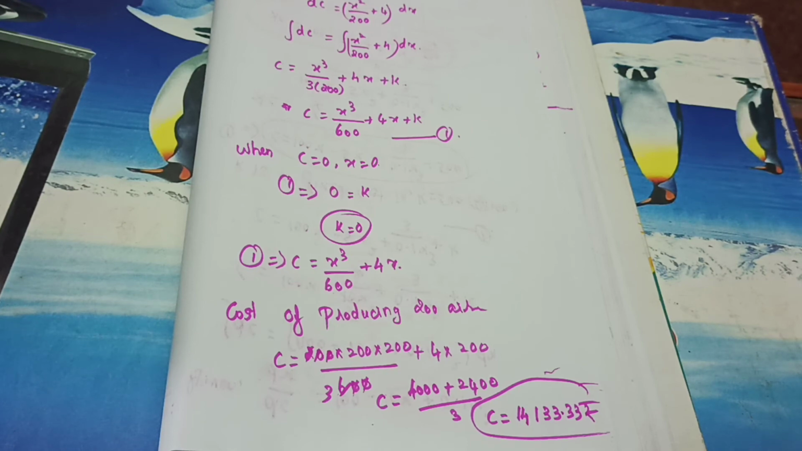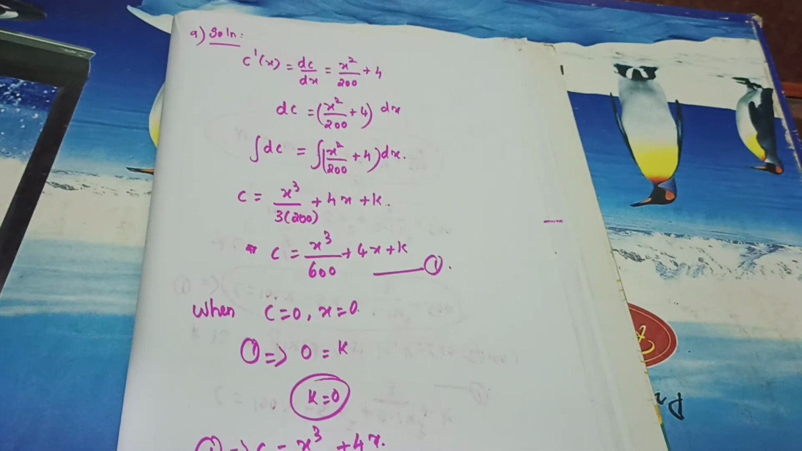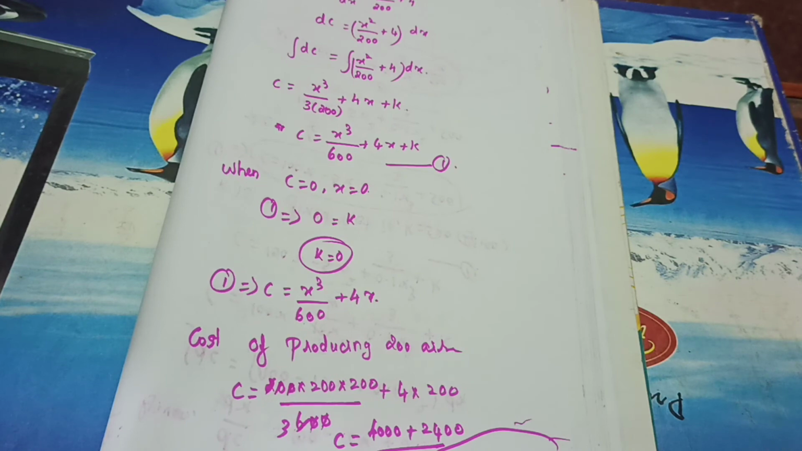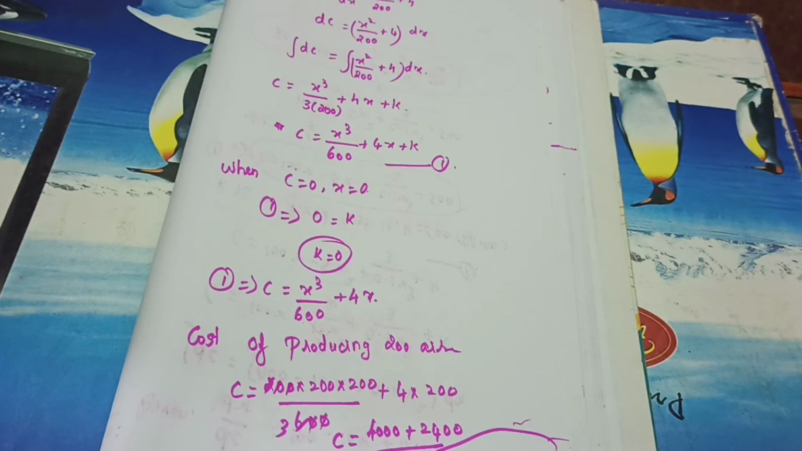So how you need to do? C dash of x is given as dC by dx, equal to this given value. So dC you can keep this side, dx to that side, integrate on both sides, you will get C. When C equals 0, x equals 0, substitute in 1, you will get k. Then substitute the k value in equation number 1, and to find the cost of producing 200 air conditioners, in the place of x you substitute 200. You will get the answer 14133.33 rupees. I hope you got it.